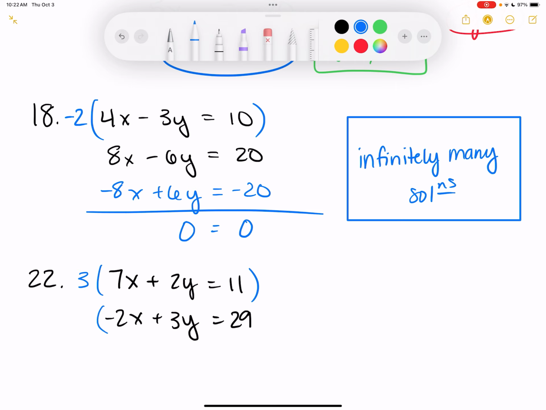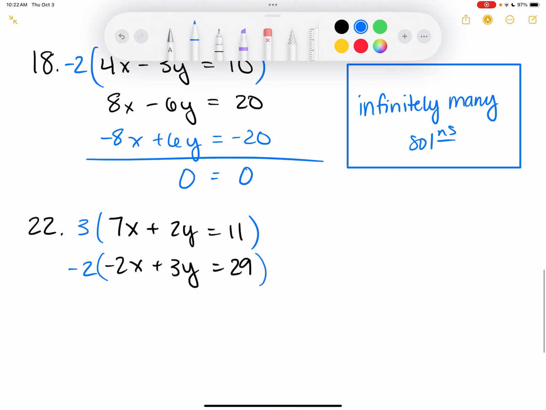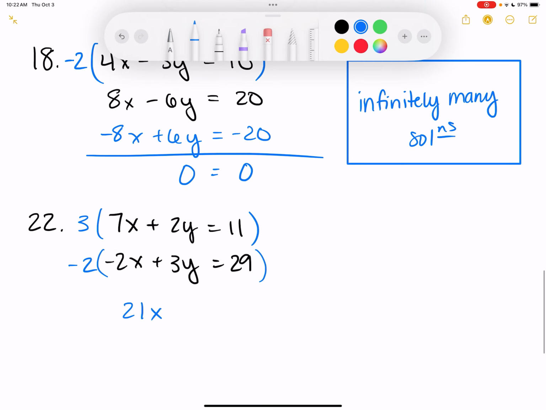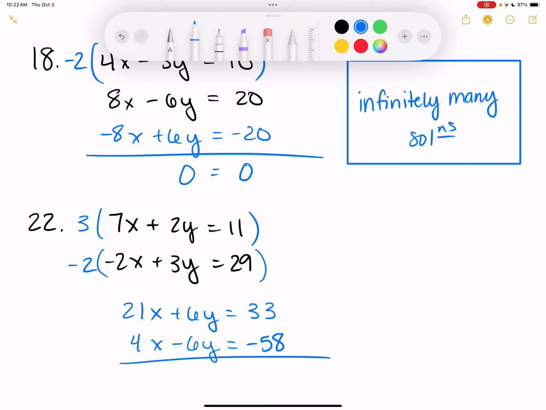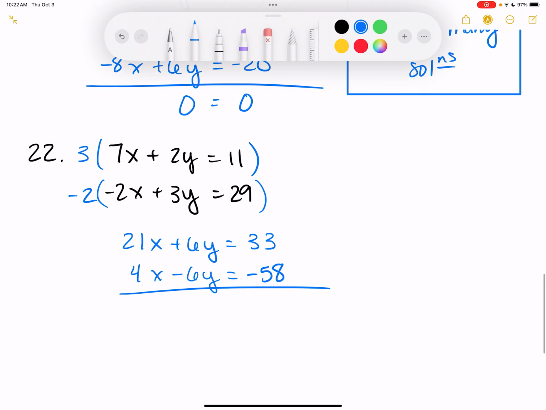So I'm going to have to rewrite both equations. So I'm going to have 21x plus 6y equals 33, and then negative 4x minus 6y equals, what's that, negative 58. I was trying to do 30 times 2 and then take away 2, and I was about to say 48, and I knew that's not right. All right, so then once I've done that, I can combine them. So 25x equals, what's that, negative 25? Yeah. So x equals negative 1.